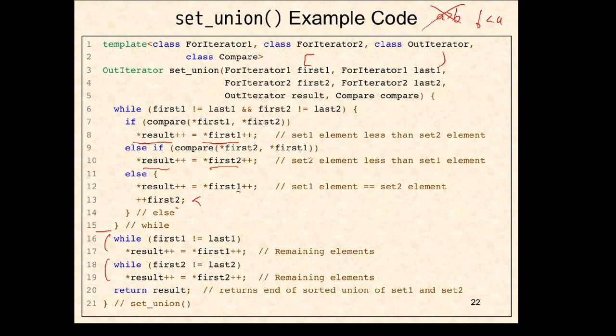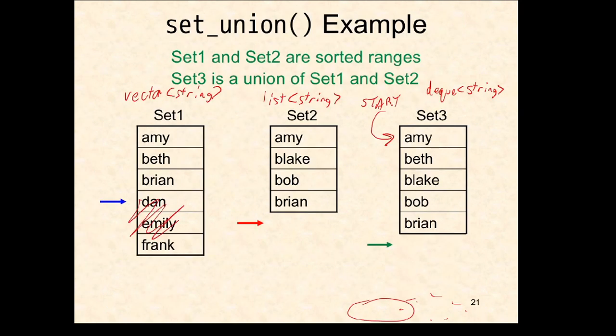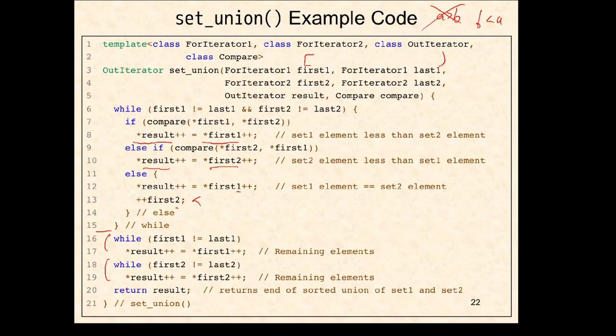If we had had this case, where that was the end of the container, we'd copy Brian and Brian. We'd copy one Brian to the output. We'd move both iterators forward. We'd reach the end of both of the input containers at the same time. So that could happen, or maybe we reach just the end of just one of them. So at most one of those loops is going to run, copy the remaining stuff to the output, and then we return result. And it says the end of the sorted union.